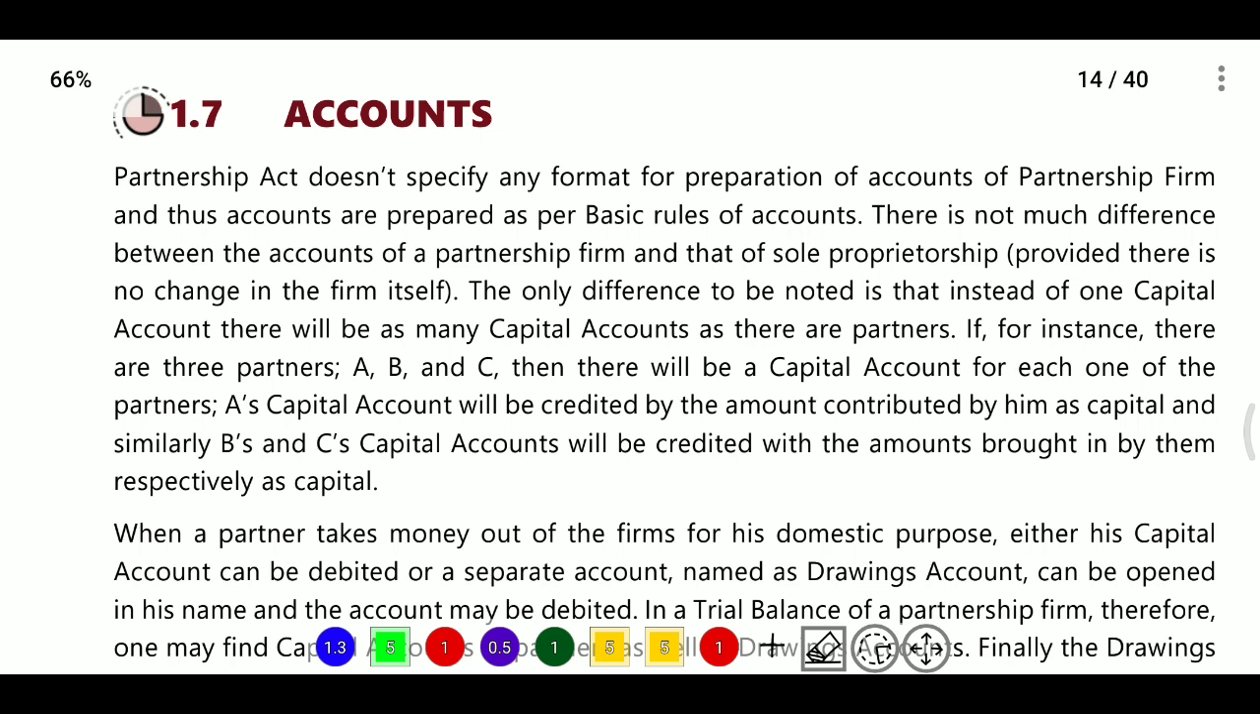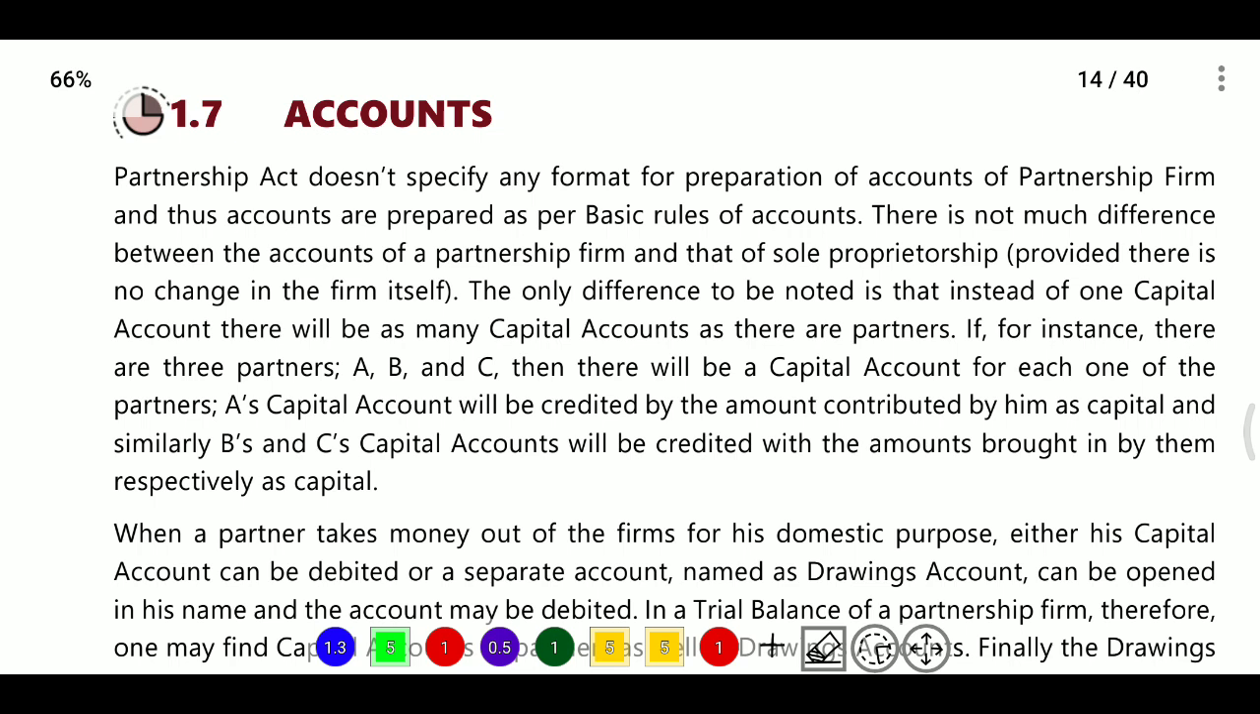of profits. Now we introduce the topic of revaluation of assets and liabilities. What is meant by revaluation of assets and liabilities? When a new partner is admitted or a partner retires, the assets and liabilities of the firm may need to be revalued. For example, if the land was earlier recorded at 50,000 but its current market value is 70,000, so earlier it was 50, now the current market value is 70. A revaluation profit of 20,000 will be distributed among existing partners.